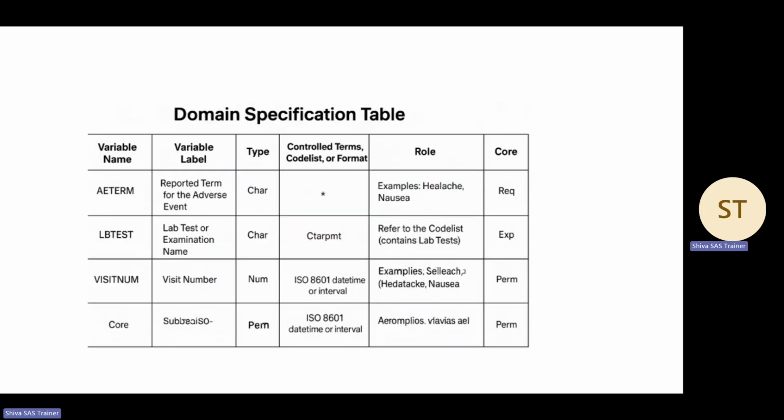Here is one example: AETERM. The label is Reported Term for the Adverse Event. It is a character variable. If an asterisk is mentioned, it means the observations provided in the raw dataset can be used as they are, with no need to follow any controlled terminology, like headache, nausea. It is a required variable and should be included. Like LBTEST, and VISITNUM, as per the ISO core variable. Like that, many variables are there in the implementation guide for each domain. But before starting any variable derivation, you need to check all these things, then you can start the programming.